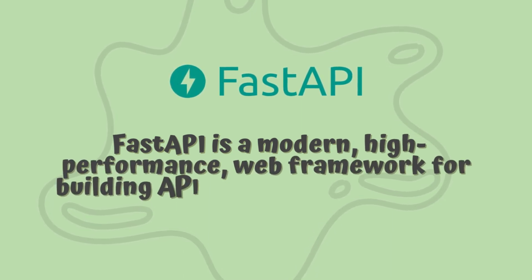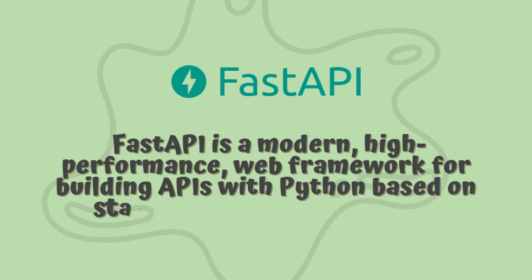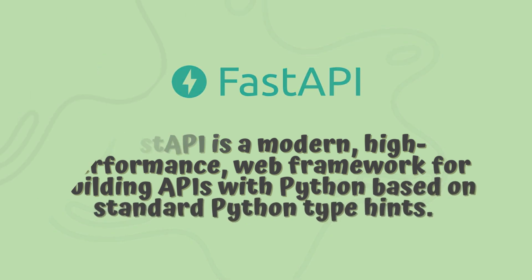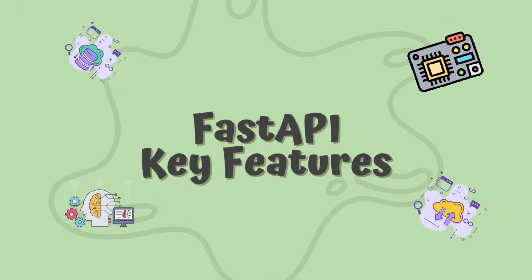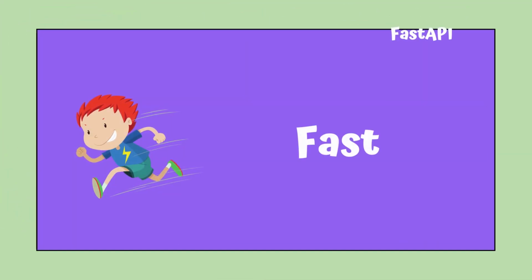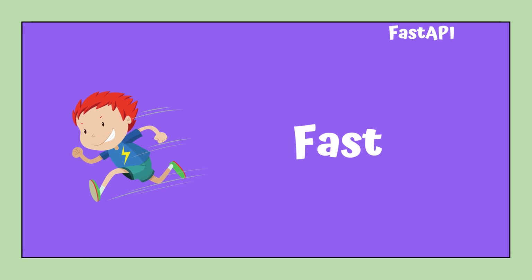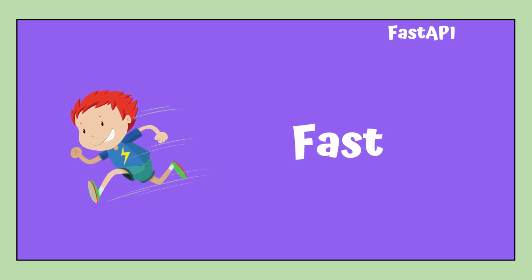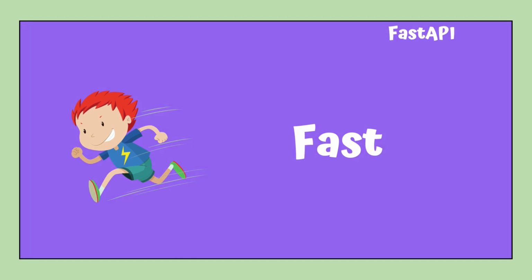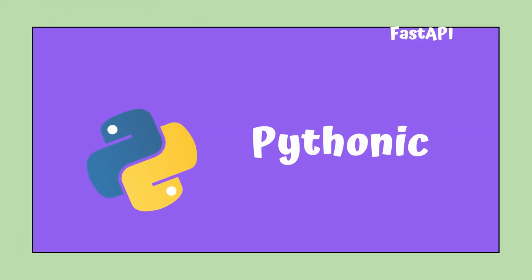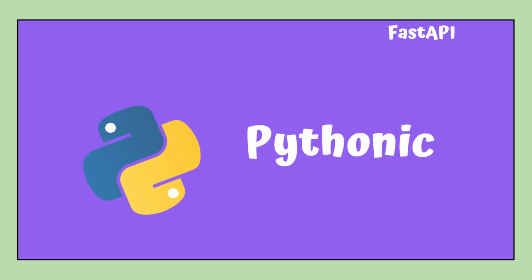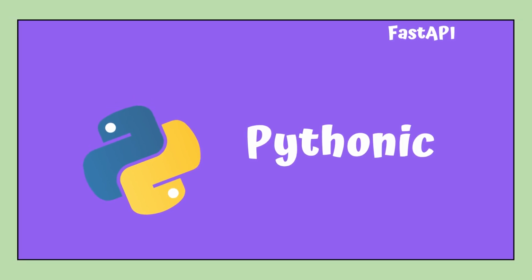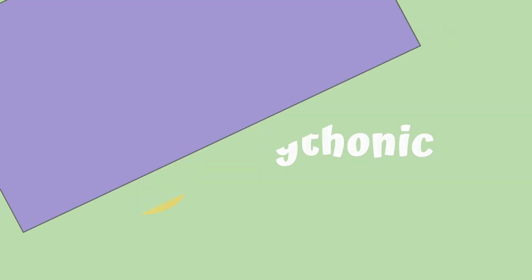FastAPI is a modern, high-performance web framework for building APIs with Python based on standard Python type hints. Some of the key features of FastAPI are: Fast. It is one of the fastest frameworks for building APIs with Python, only slower than Node.js and Starlette, which is the framework FastAPI is based on. Pythonic. Leveraging Python type hints, it provides an intuitive way to define your data models, giving you auto-completion and type checking in your favorite IDE.